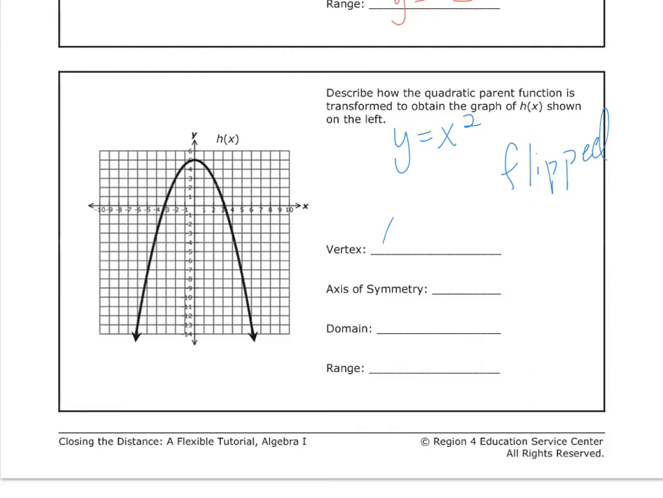The new vertex here is now 0, 5. The axis of symmetry is, as always, x equals 0, because that hasn't changed. It hasn't shifted left or right. The domain is all real numbers, because that part hasn't changed, but the range has. The range is now y is less than or equal to 5, because it's opening down.